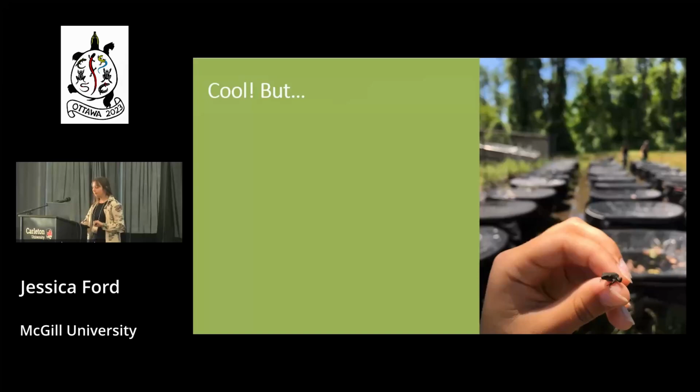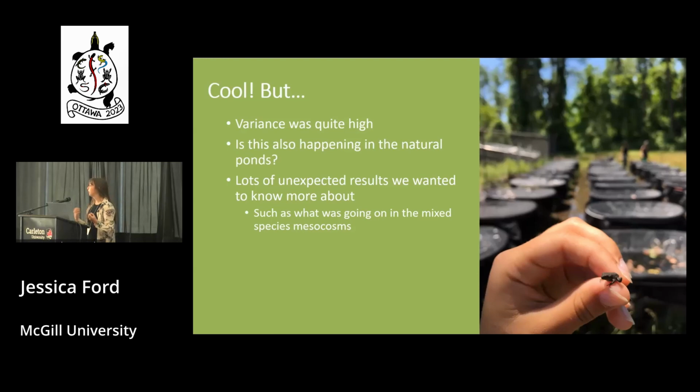So my 2018 results are really cool, but variance was really high between the mesocosms. And this makes sense. These mesocosms are independent systems. They're all evolving independently of each other. These ecosystems are establishing differently. But still, we wanted more replicates. We wanted to tease apart more what was happening. We also wanted to know what was happening in these natural ponds because we didn't have the same kind of samples from them as we did from the mesocosms. We got lots of unexpected results we wanted to know more about, like what's happening in these mixed species mesocosms that I'm going to talk to you more about in a little bit.